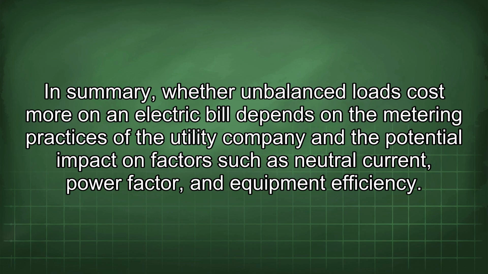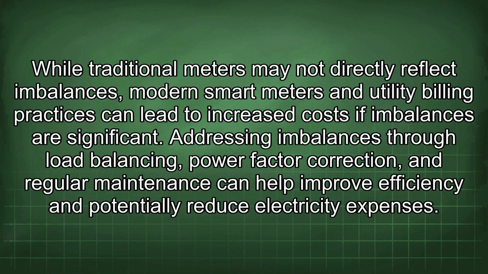In summary, whether unbalanced loads cost more on an electric bill depends on the metering practices of the utility company and the potential impact on factors such as neutral current, power factor, and equipment efficiency. While traditional meters may not directly reflect imbalances, modern smart meters and utility billing practices can lead to increased costs if imbalances are significant. Addressing imbalances through load balancing, power factor correction, and regular maintenance can help improve efficiency and potentially reduce electricity expenses.